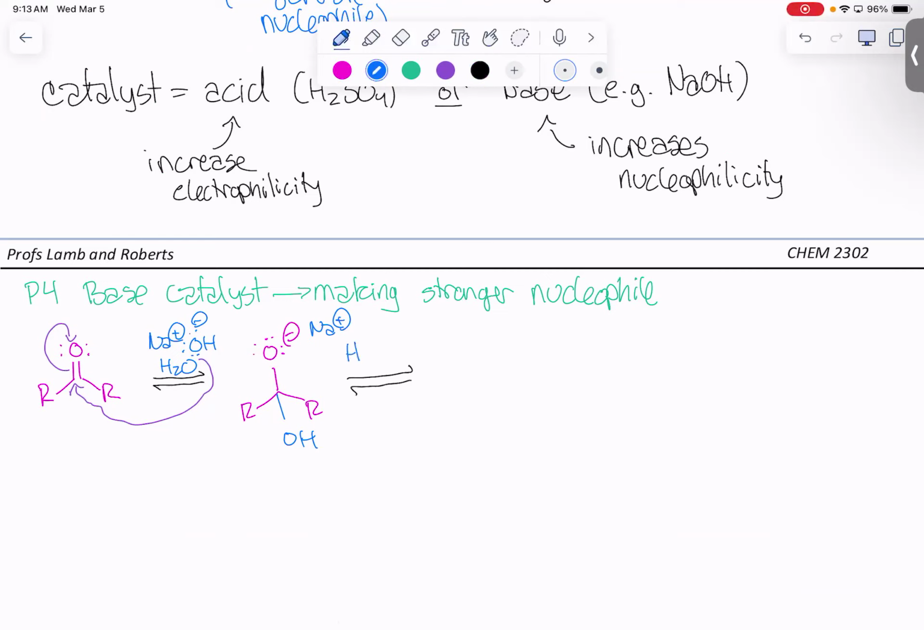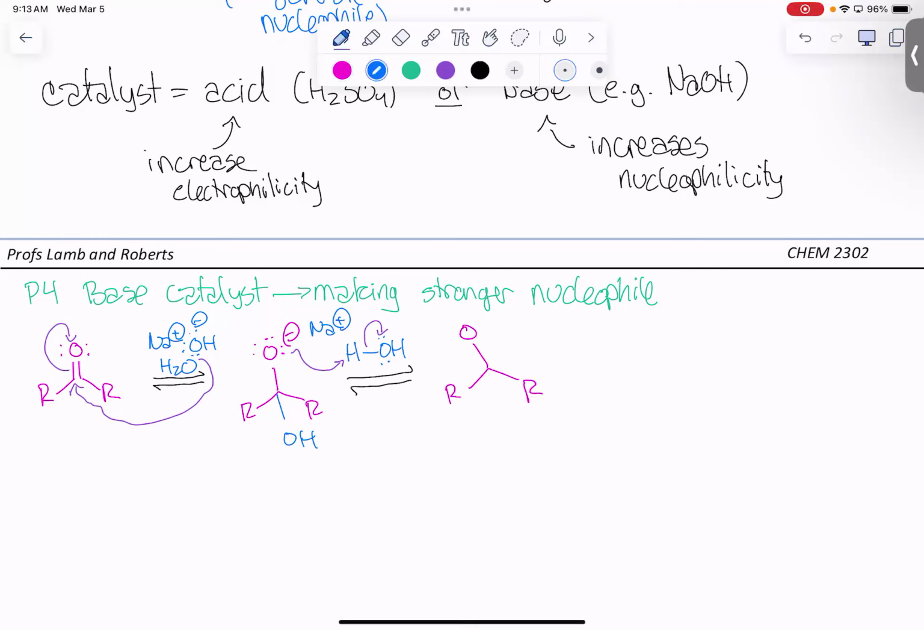And here's the part where water ends up being turned into our catalytic amount of hydroxide again. So we can take this alkoxide oxygen lone pair with a negative charge. We can deprotonate water, and that's going to return our sodium hydroxide catalyst, and that's going to end up as our product.